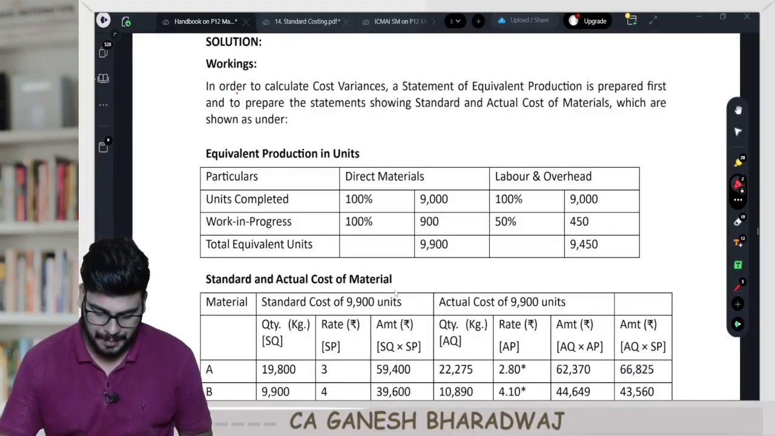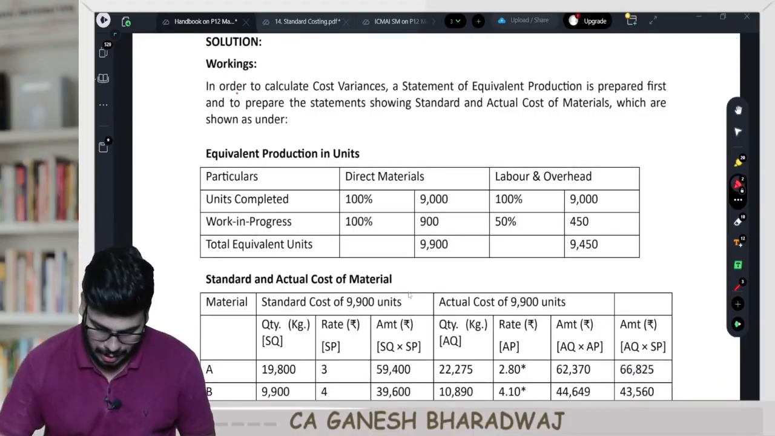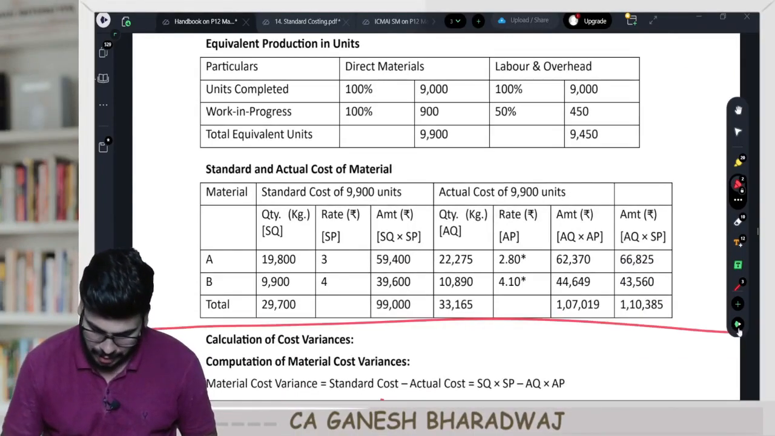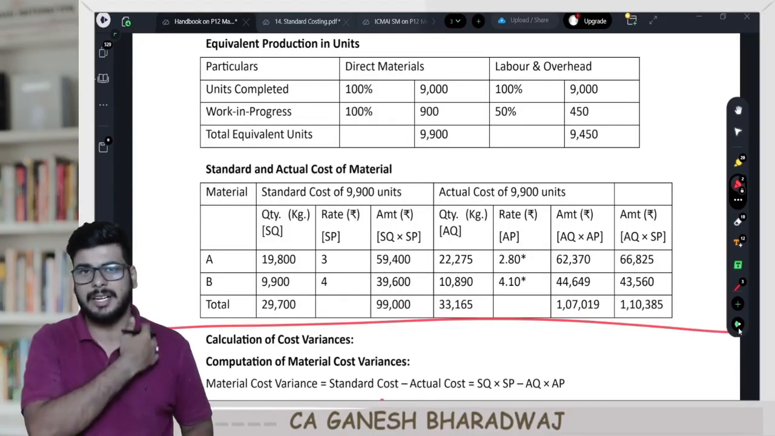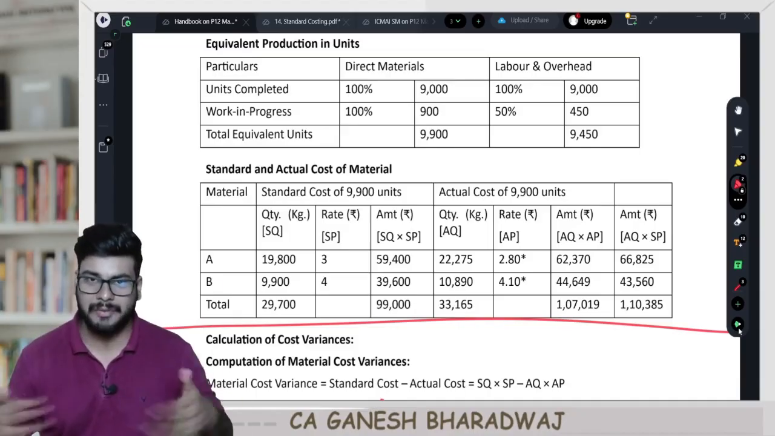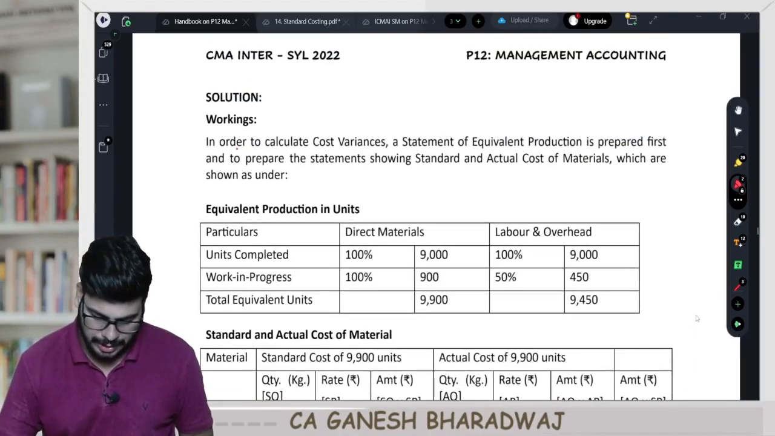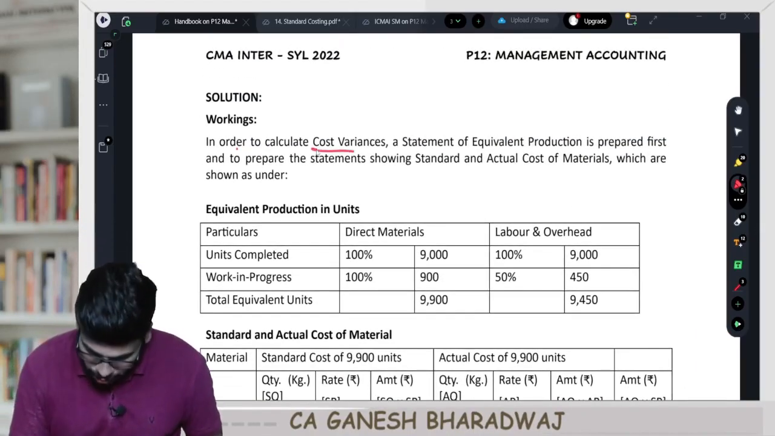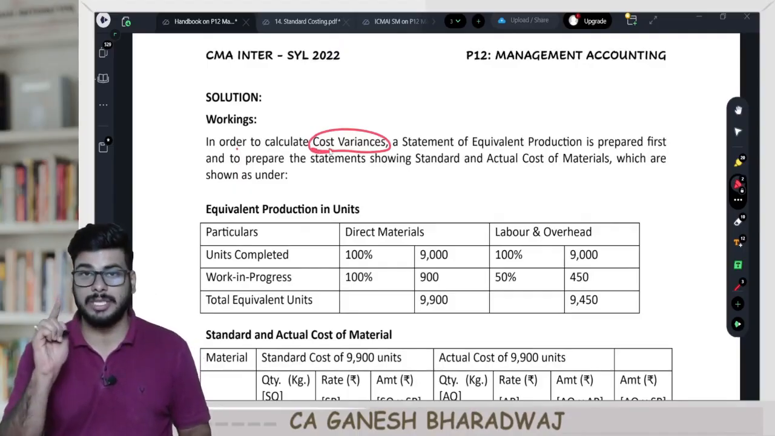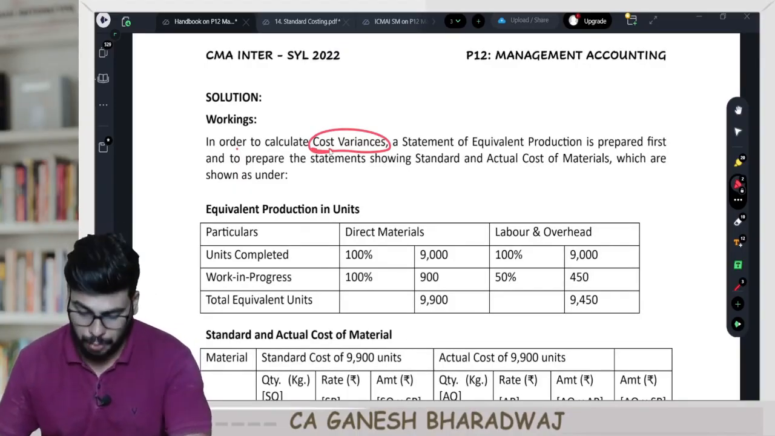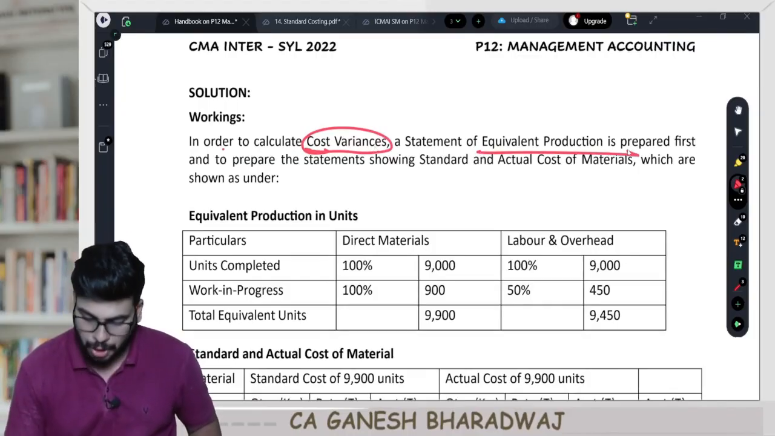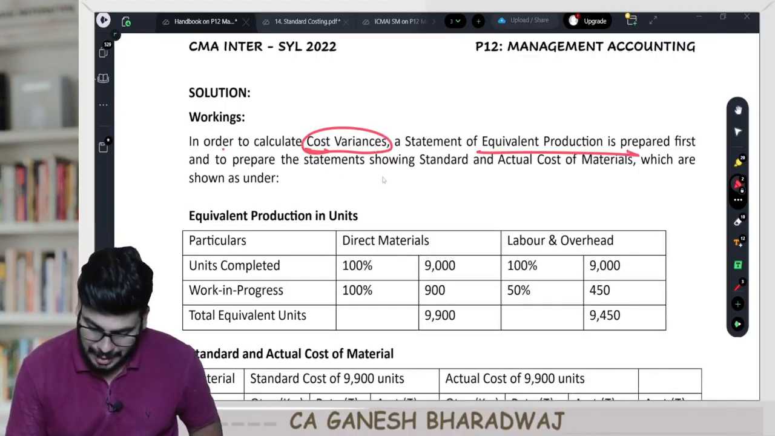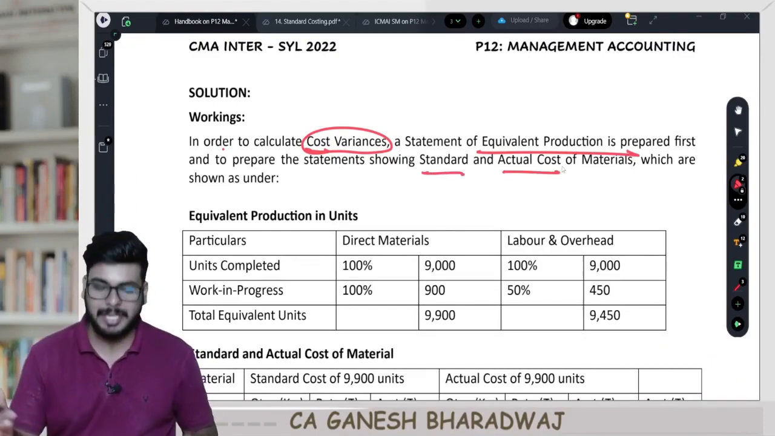Now look at this. See, in our institute study material, up to this they have done correctly, but for the purpose of calculating variances, left, right and center, there are a lot of mistakes. So that's why I've written the entire question for you. Now look at this, guys. In order to calculate the cost variances, these are the exact words given in the study material which I've kept in our handbook. In order to calculate the cost variances, the statement of equivalent production is prepared first, and then the statement showing standard and actual cost of material, which are shown as below.